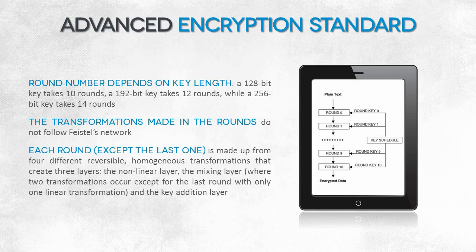For each round, 4 diverse transformations will be performed. They are divided into layers. The first is the nonlinear layer. The next is the mixing layer, and the third is the key addition layer. The nonlinear layer is the crucial stage. As you already know from the DES analysis, substitutions are made in this layer to hide relationships between the plaintext and the ciphertext.